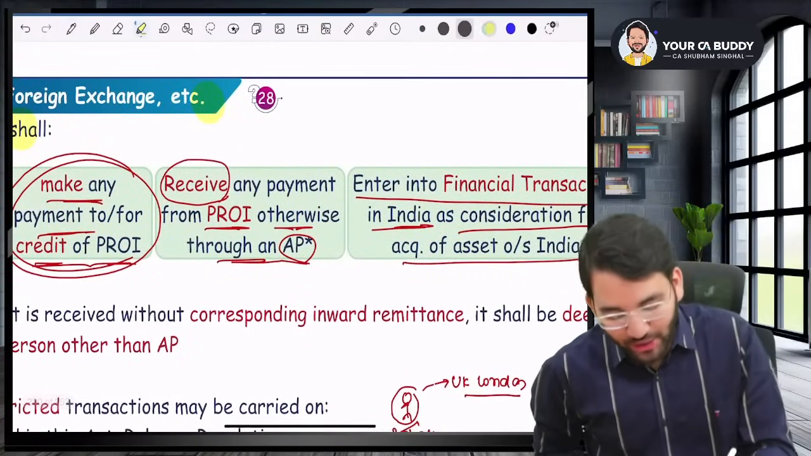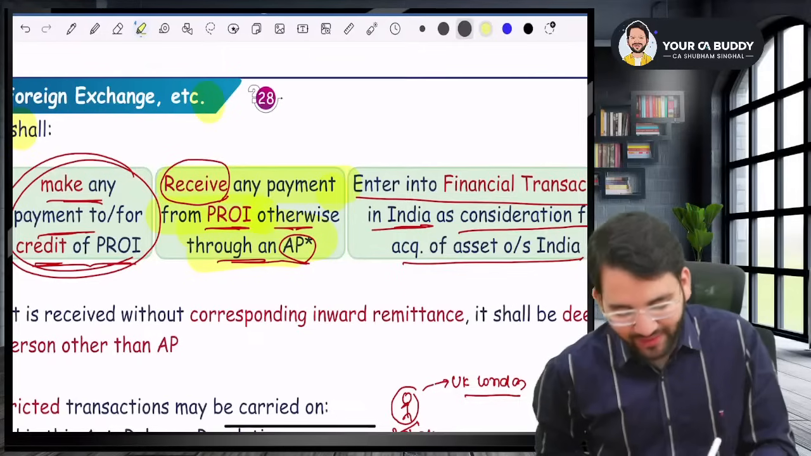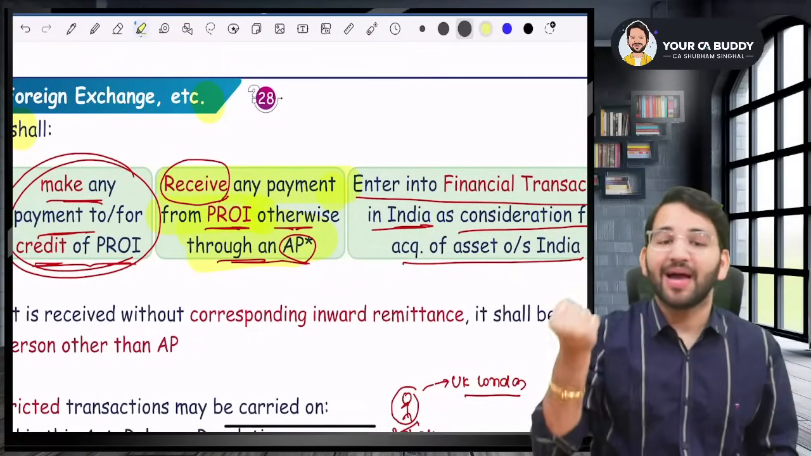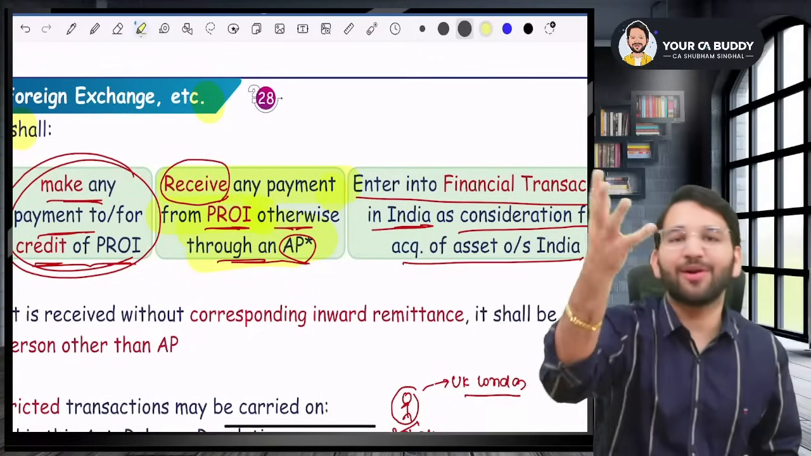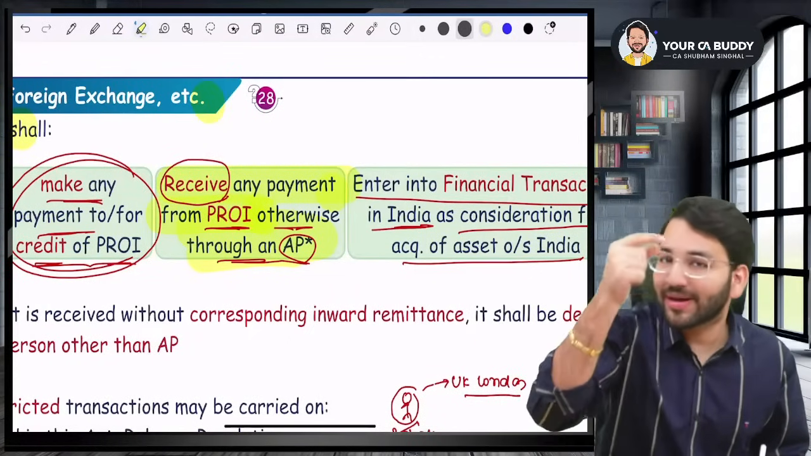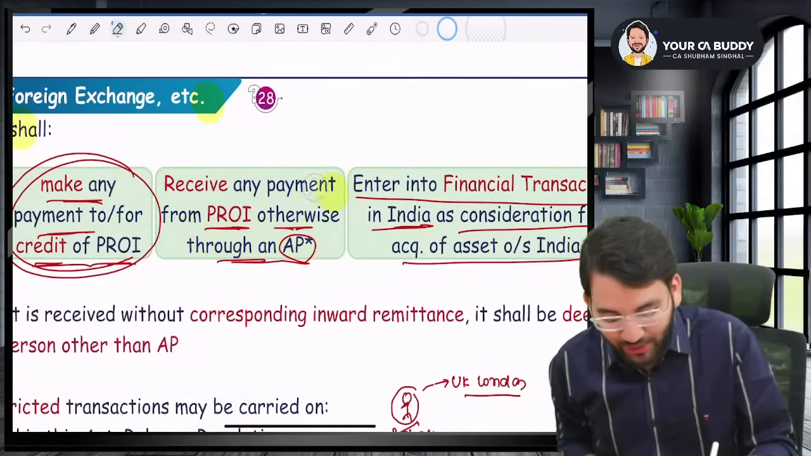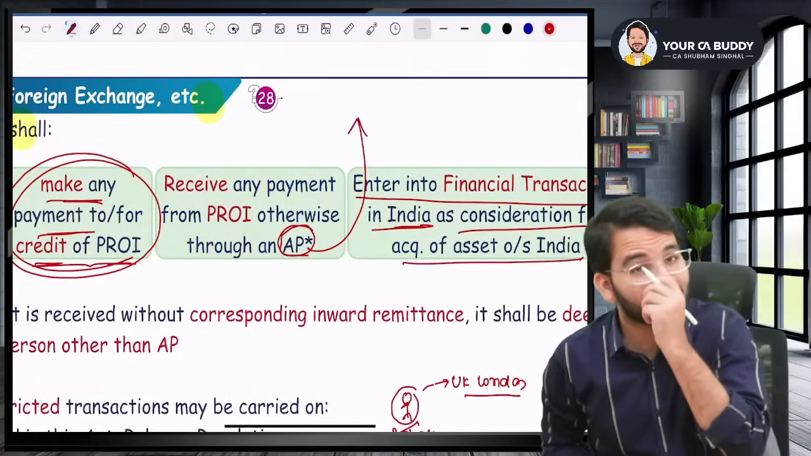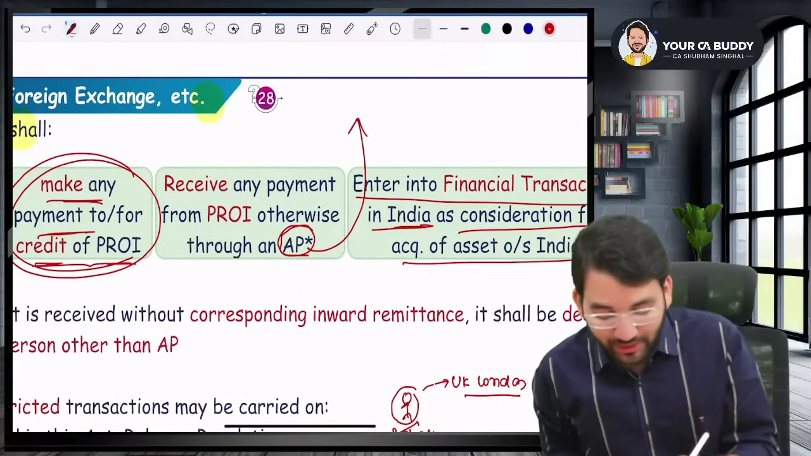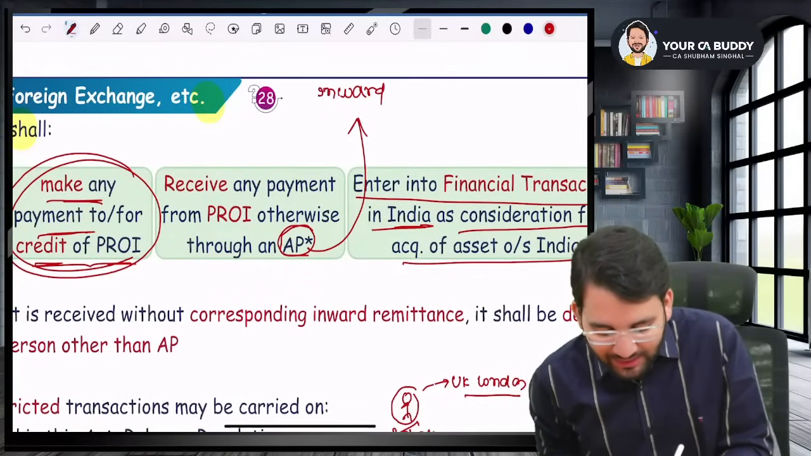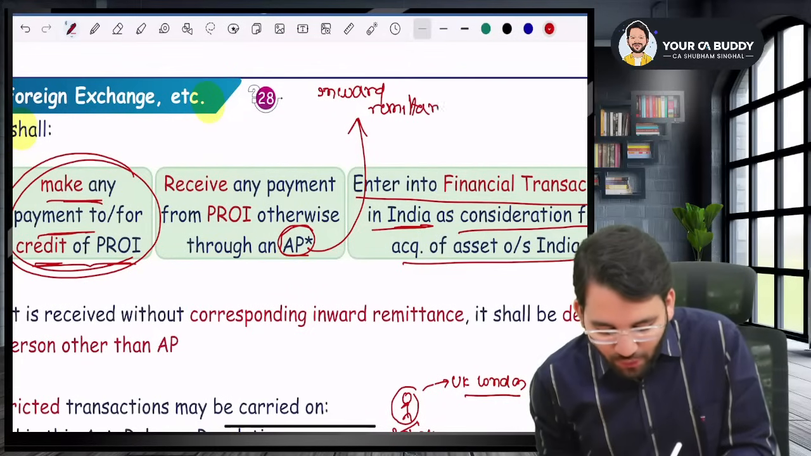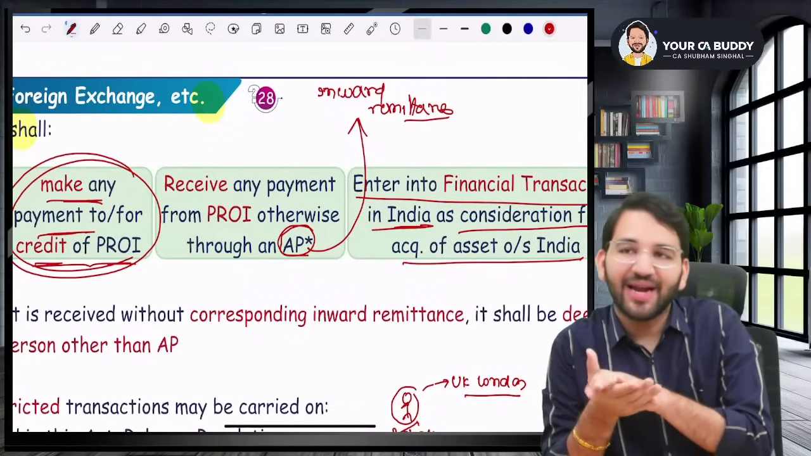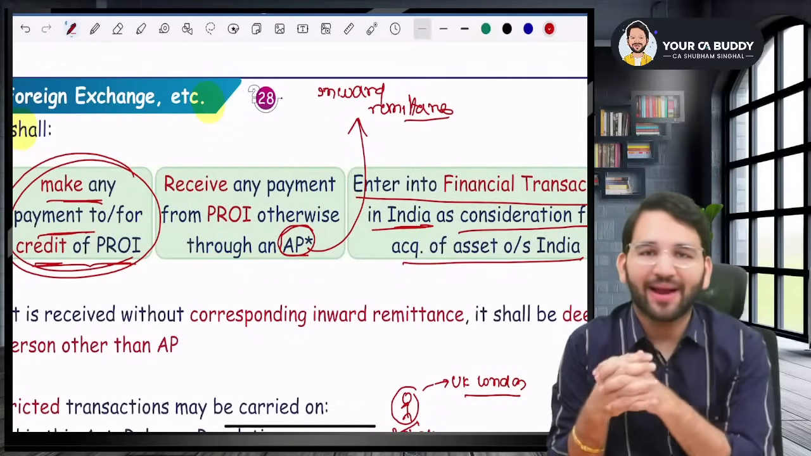Number three, you shall not receive any payment from a PROI otherwise than through an authorized person. If I were to receive some money from Rishabh Bhaiya, I will take it through the bank. I will not take it directly. And moreover, listen carefully: when you take it through an authorized person, that bank will give you an inward remittance certificate. Only when you have that inward remittance will it be assumed that you have taken it via the bank.